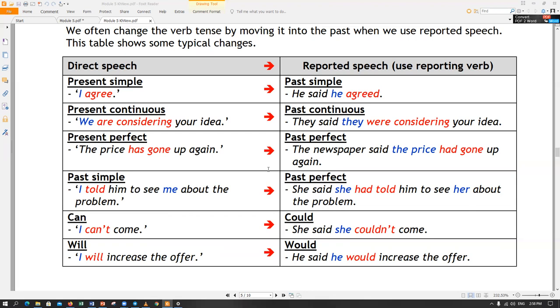The newspaper said, the price has gone up. When reported, the newspaper said the price had gone up again.